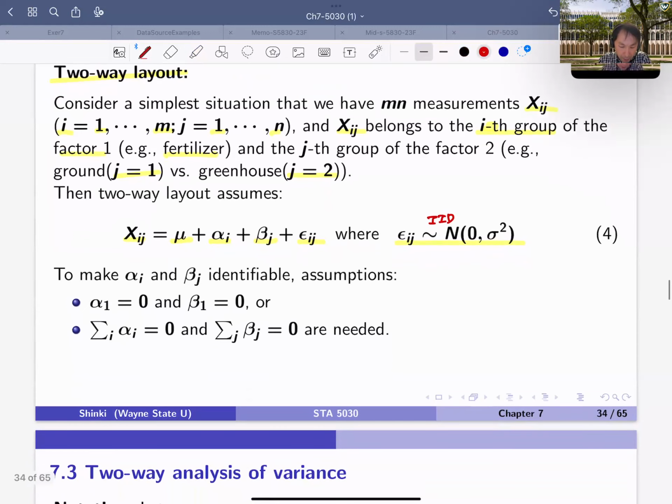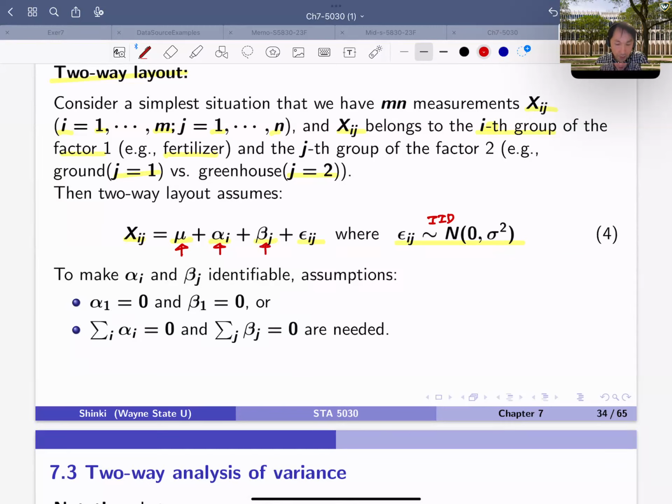Basically, the xij is the measurement, so this is the yield of the crop. We have the overall mean level of measurements, that is mu. And alpha i is the factor determined by the fertilizer. So maybe alpha 1 is the base level, and if fertilizer 2 makes more crops, then alpha 2 is a positive number. So it adjusts the yield level by fertilizer.